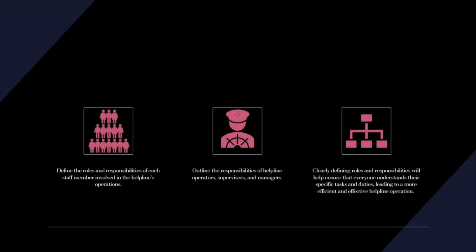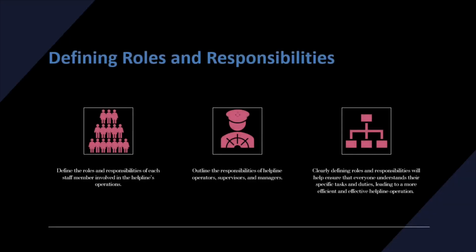Once the key processes and workflows have been identified, it is crucial to define the roles and responsibilities of each staff member involved in the helpline's operations. This includes outlining the responsibilities of helpline operators, supervisors, and managers. Clearly defining roles and responsibilities will help ensure that everyone understands their specific tasks and duties, leading to a more efficient and effective helpline operation.